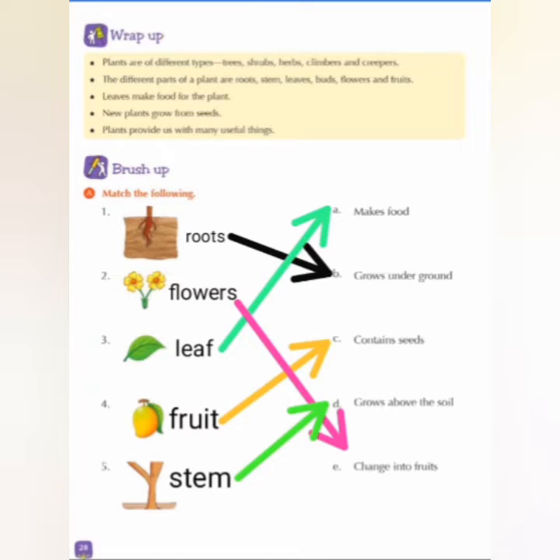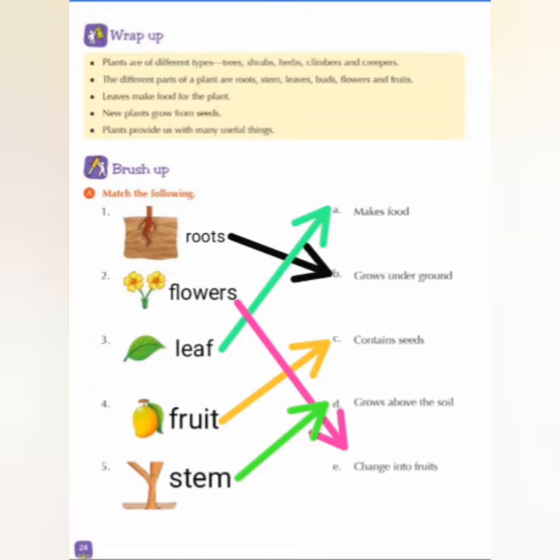B part grows underground. What grows underground? Roots. Yes, first part. So match B with roots. Roots grow underground. Next, C contains seed. What contains seed? Fruit. Yes. So match it with fourth number, fruit. Fruit contains seed.